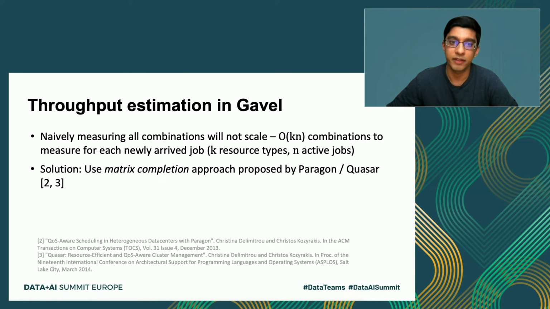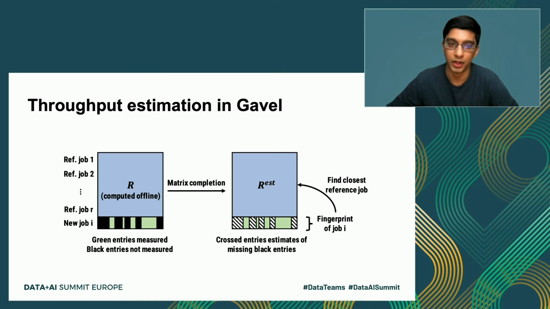So to do this more efficiently, we can use a matrix completion approach, which was originally proposed by the Paragon and Quasar papers. And I'll give you a brief overview of how this works. When a new job arrives, instead of measuring the throughput with every other active job, we'll measure the throughputs of a set of reference jobs offline and produce a reference throughput matrix, which we have here as R.